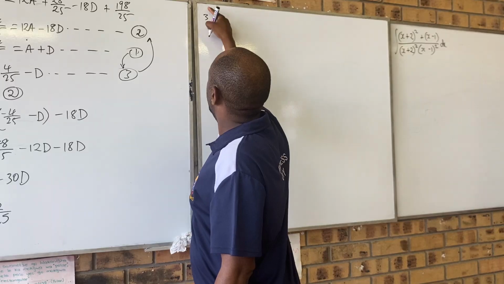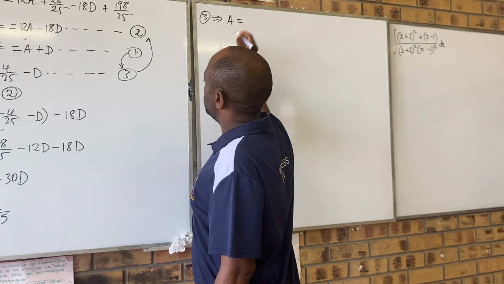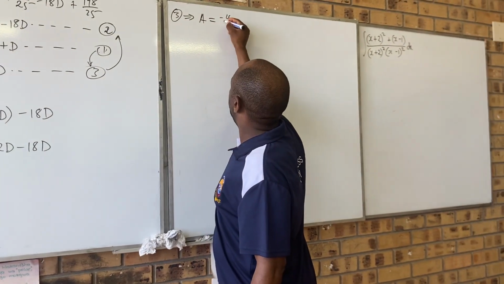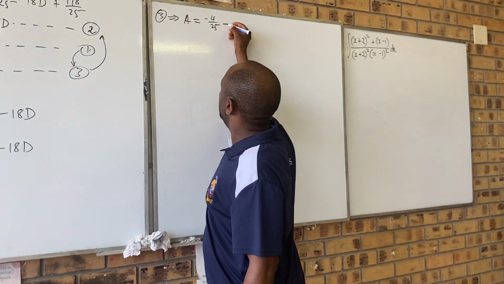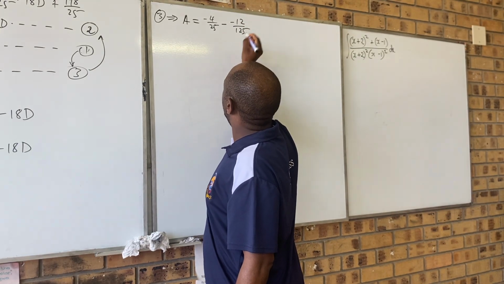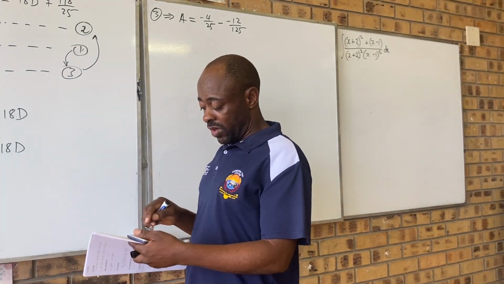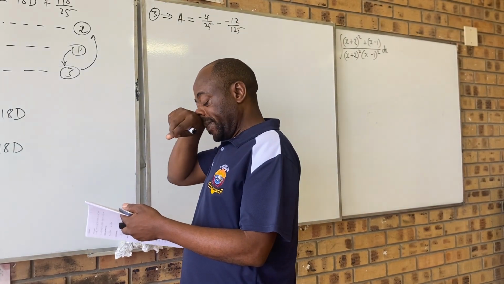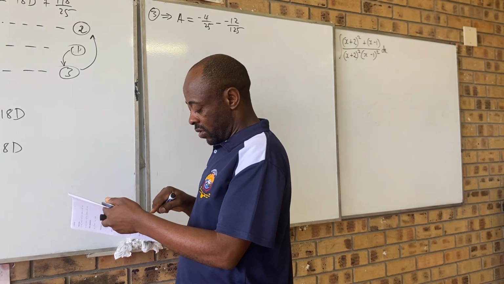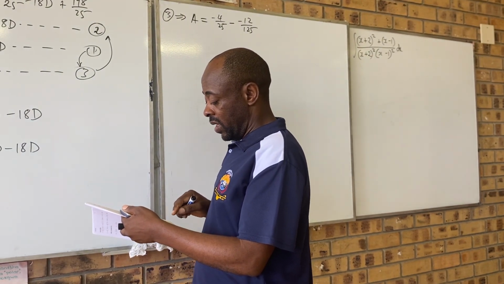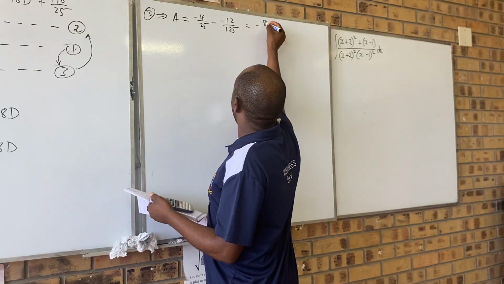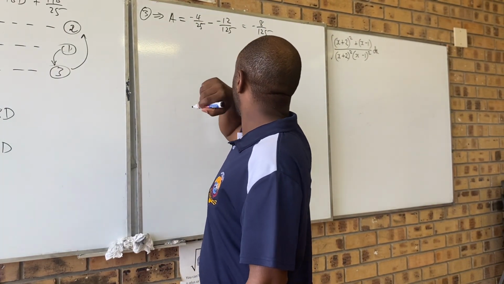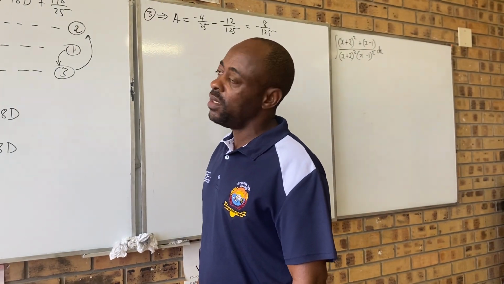Now to get a, equation 3 is supposed to help me. Equation 3, remember, is like that. It's negative 4 on 25 minus d, which is negative 12 on 125. So those two negatives become a positive. So I just have 12 on 125, then minus 4 on 25. So my a is negative 8 on 125. So I'm now done with a. So this is a, not d. I'm now done with a, b, d, e.